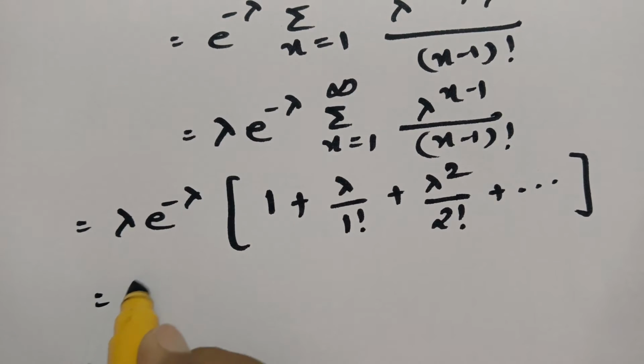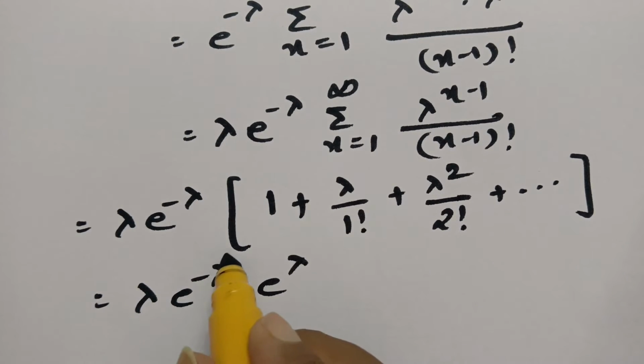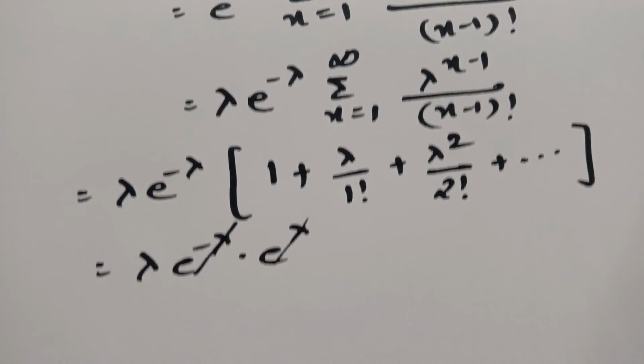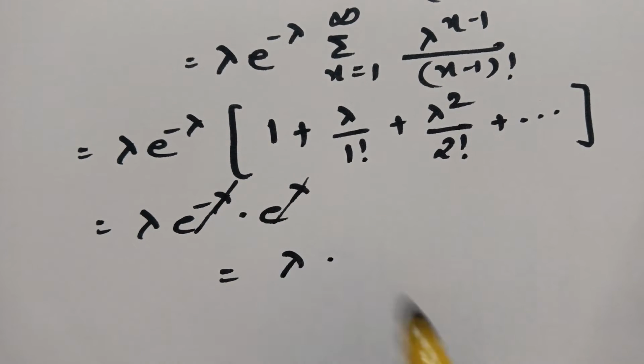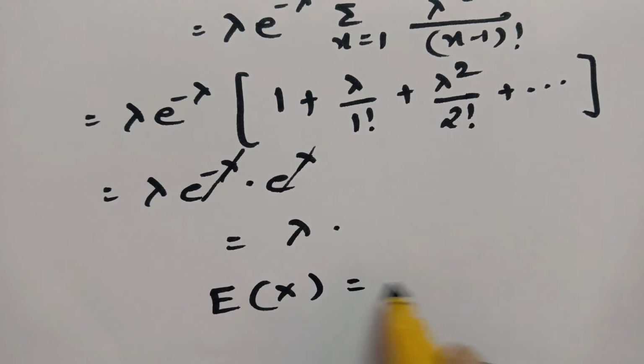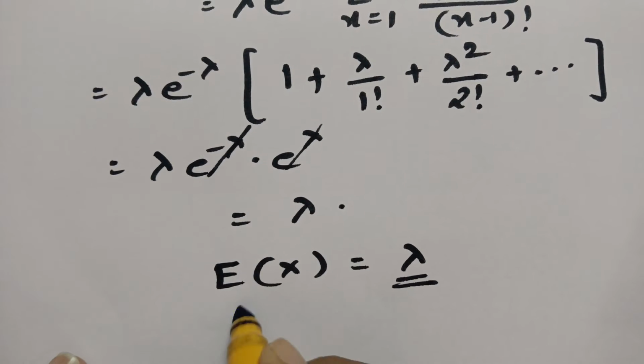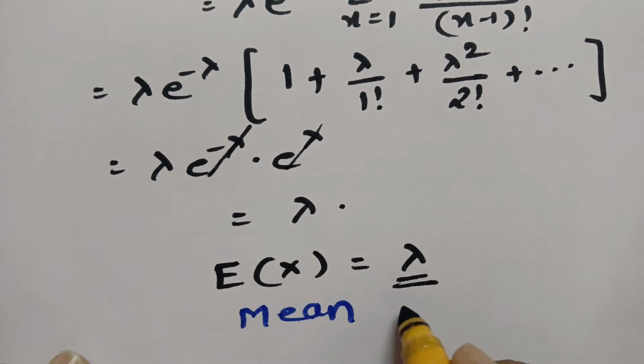So what is this expansion? This expansion is nothing but e power plus lambda. Now e power minus lambda and e power plus lambda cancel, so this value is lambda. Therefore, the expected value or the mean of the Poisson distribution is given as lambda. Please note that the mean mu of the Poisson distribution is lambda.